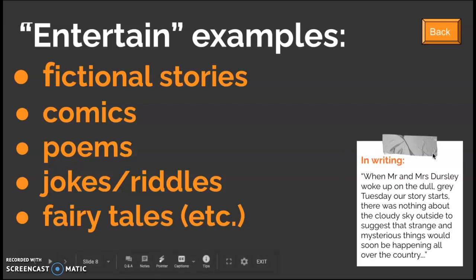And here's an example from Harry Potter, because I love Harry Potter. When Mr. and Mrs. Dursley woke up on the dull gray Tuesday our story starts, there was nothing about the cloudy sky outside to suggest that strange and mysterious things would soon be happening all over the country. This is not providing you information. It's not trying to make you think Mr. and Mrs. Dursley are the worst people in the world. It's trying to entertain you with a story.